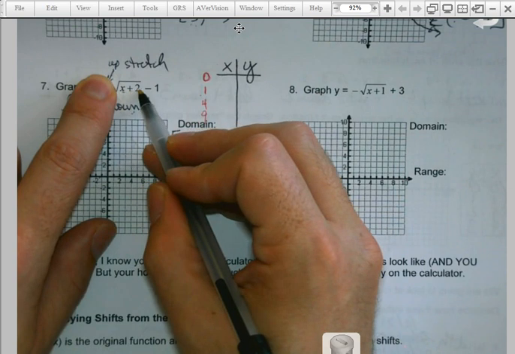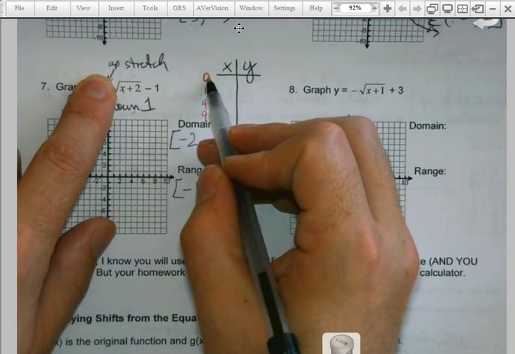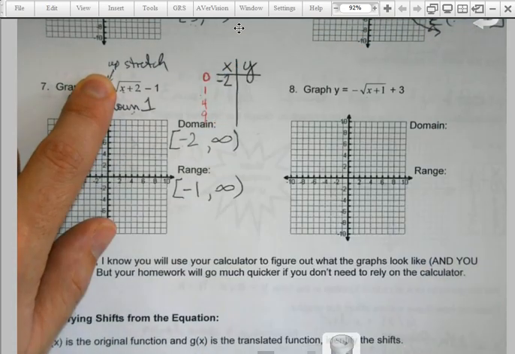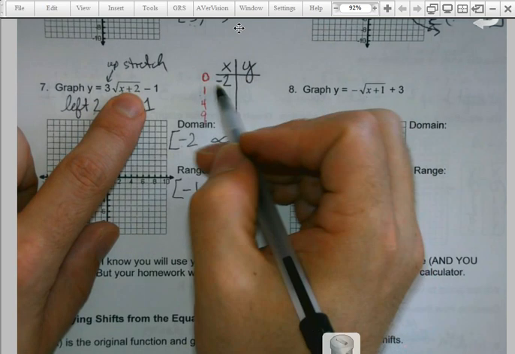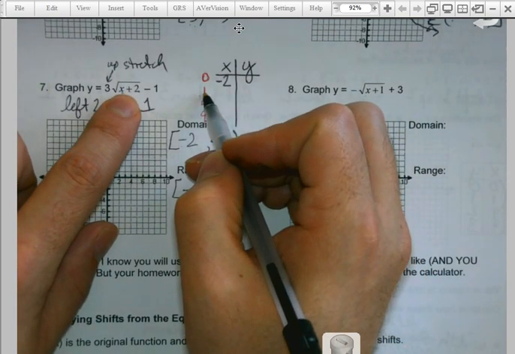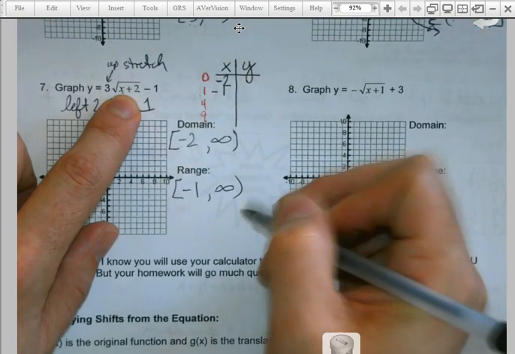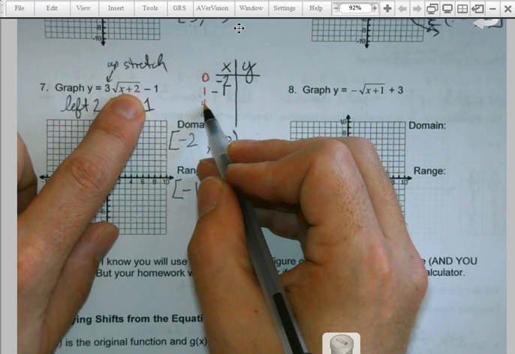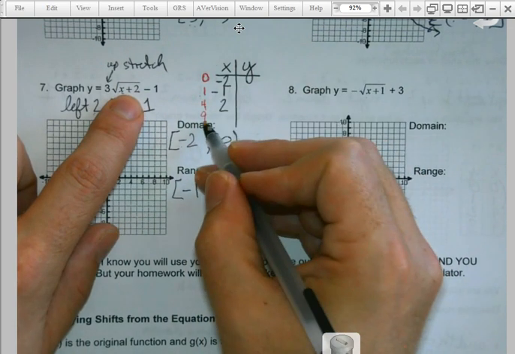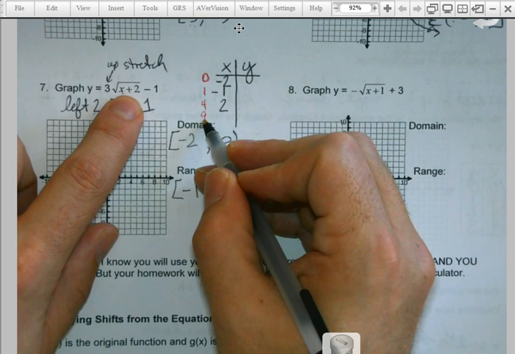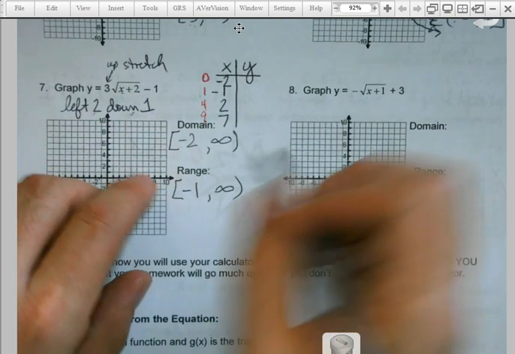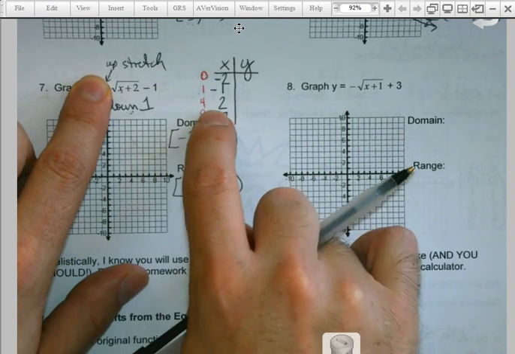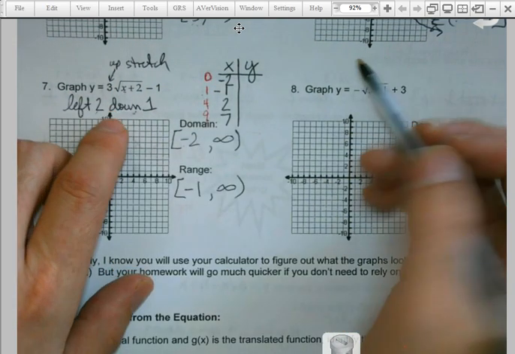What could I add to 2 to get 0? -2. Okay, so my first number is going to be -2. What can I add to 2 to get 1? -1. What plus 2 gets me to 4? 2. And what plus 2 gets me to 9? 7. You're like, okay, now what are you doing again? I'm just looking at this. What numbers can I plug in for x to get my perfect squares that I want out? Because now if I plug them in, everything's going to come out nice.